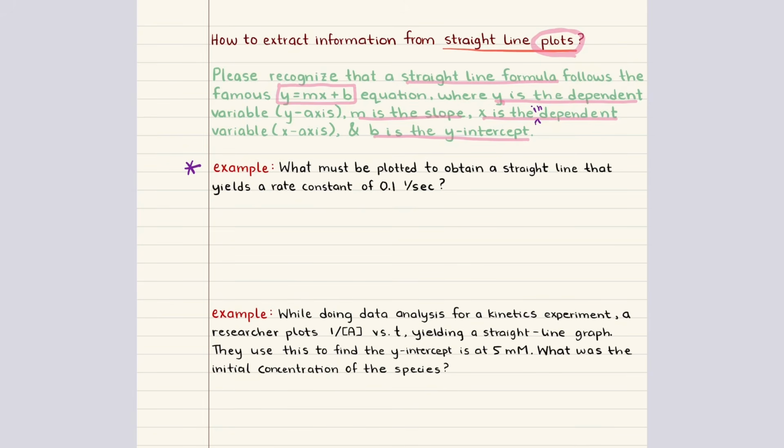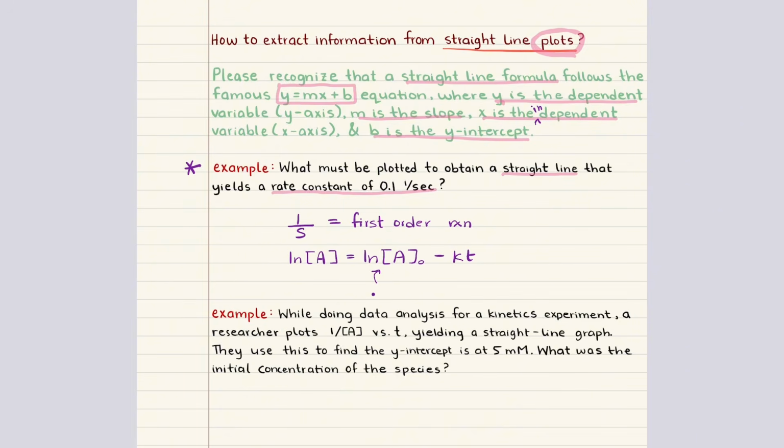The first question asks, what must be plotted to obtain a straight line that yields a rate constant of 0.1 per second? Since the units of k are per second, we immediately know that this is a first order reaction. For a first order process, the integrated rate law tells us that the natural log of the concentration of A equals the natural log of the initial concentration minus k times t.